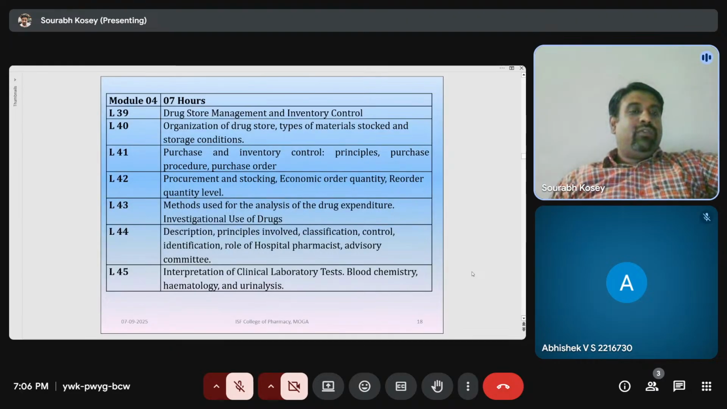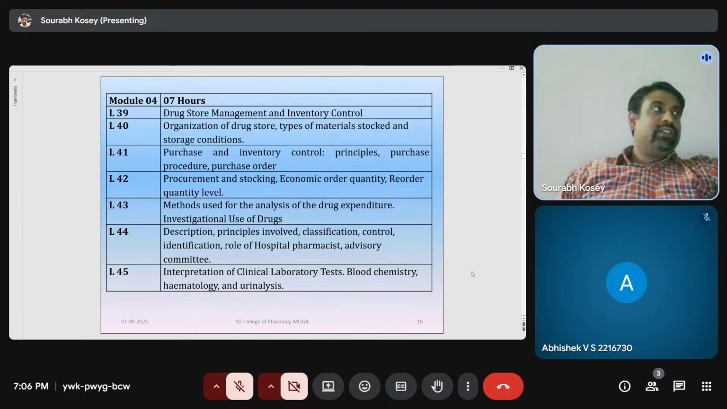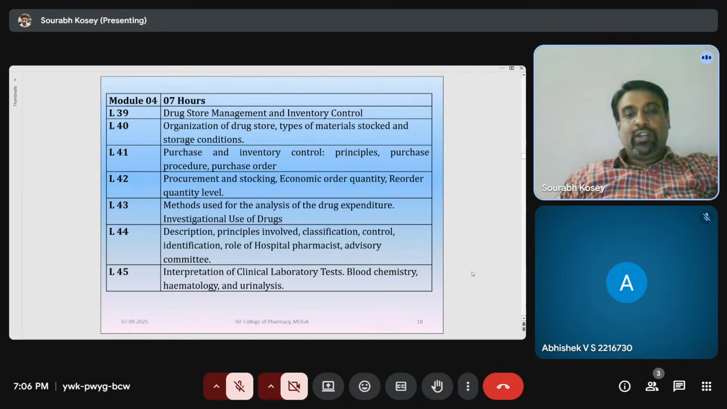Then sorry, this is module 5, you have some lectures where you go with the inventory, Marg software used in India, the store management, purchase, procurement, methods used for analysis of drug expenditure, description, principles involved, classification, control, identification, role of hospital pharmacist, advisory committee, interpretation of clinical laboratory tests, biochemistry, hematology.